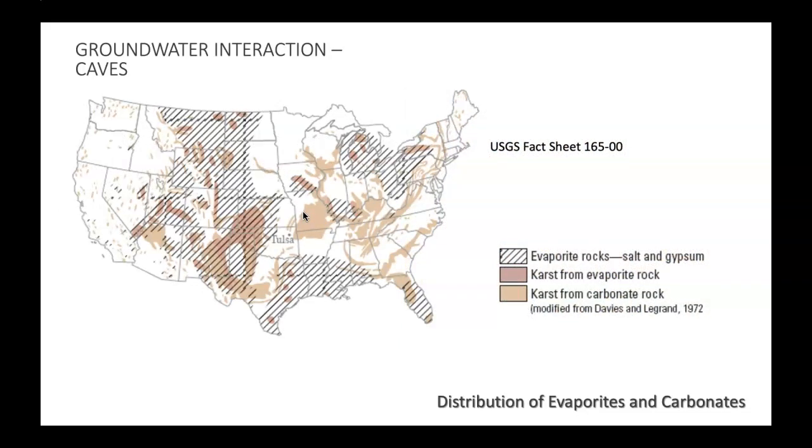Caves around the United States, but not Alaska and Hawaii or Puerto Rico. The stripy ones are evaporite rocks. So these are caves in rock types salt and gypsum. The rocks that are in pink are karst. Karst is the description of the topography created by caves from evaporite rocks. And then the orange pale peach, that is karst from carbonate rocks.